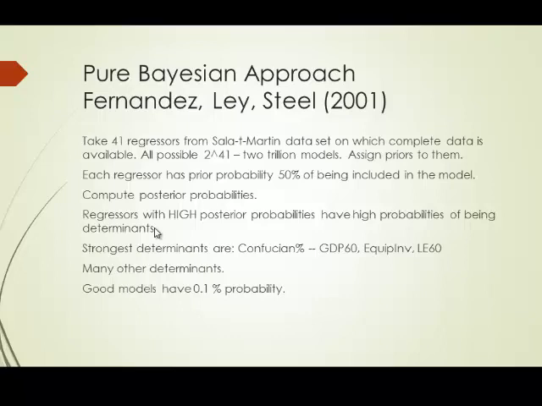Now, if this analysis is correct, for example, then all of our 3 submissions are wrong because they don't include life expectancy, they don't include equipment investment, they don't include Confucian percentage. So if they are missing significant regressors, then all of these 3 submissions that we received to PDR, we can throw them in the garbage because they have omitted a major determinant, and therefore they cannot be right.